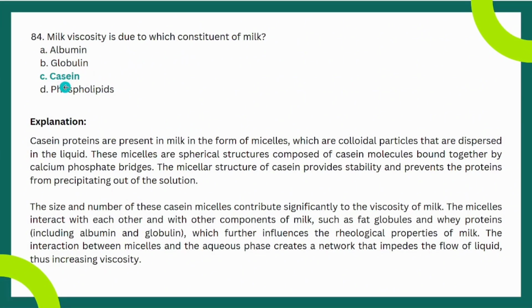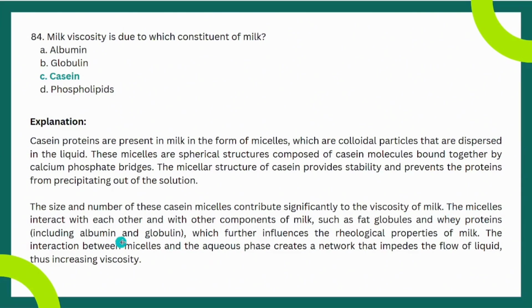Next one. Milk viscosity is due to which constituent of milk? The answer is casein. We all know that casein is one of the milk proteins. Casein proteins are present in milk in the form of micelles, which are colloidal particles dispersed in the liquid. The size and number of these casein micelles contribute significantly to the viscosity of milk.